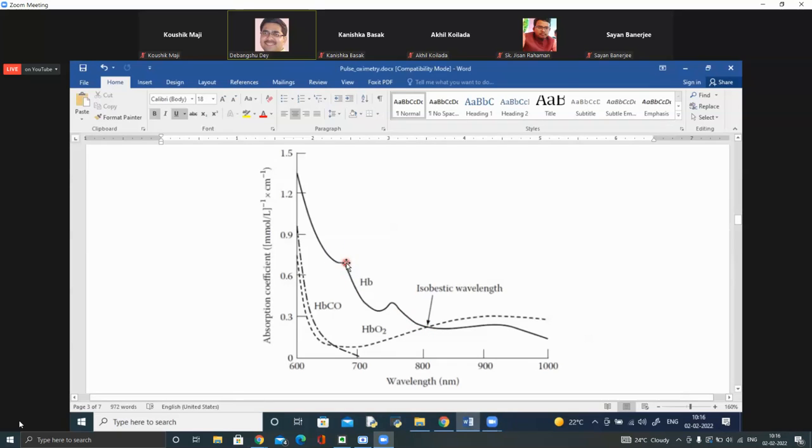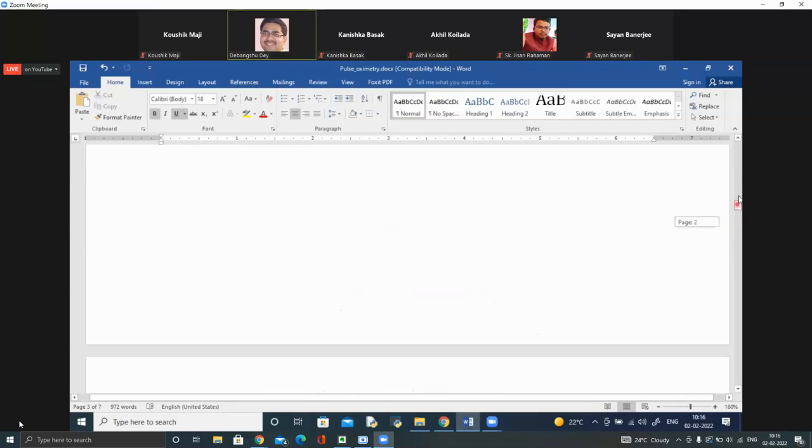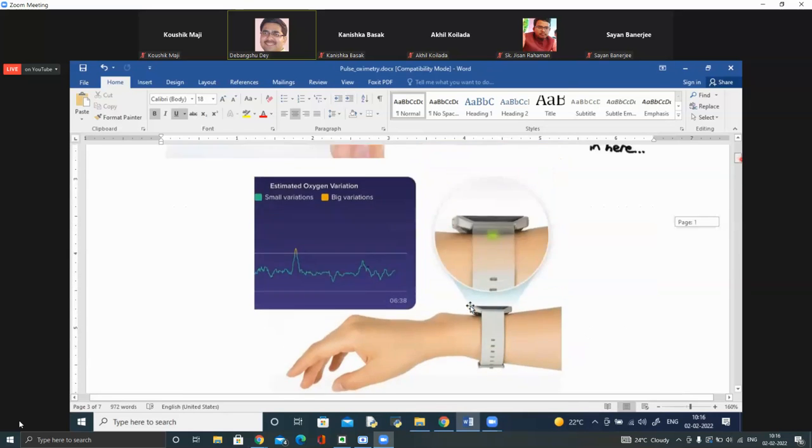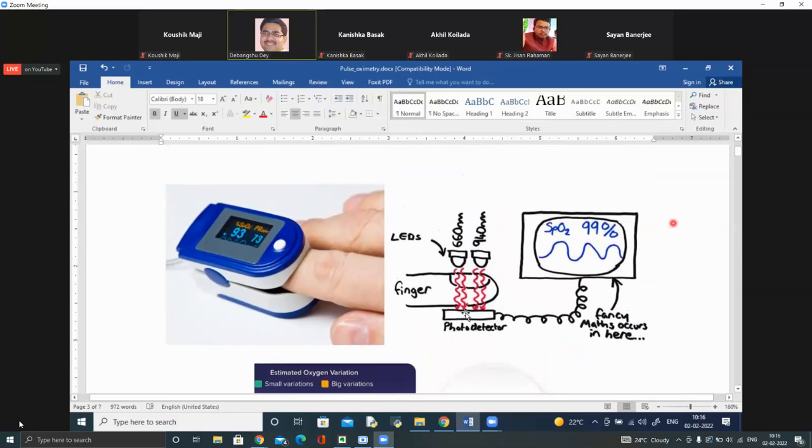If the oxygen is not there, then the absorption of that particular wavelength will be low. So depending upon how much light is being absorbed, we can identify how much oxygen is there. In the first diagram that I have shown here, the amount of light that is passing through to the photodetector actually gives how much oxygen is there in the blood. That is the basic principle.